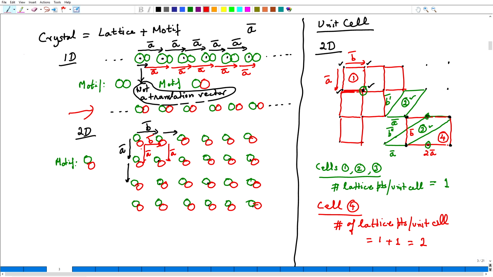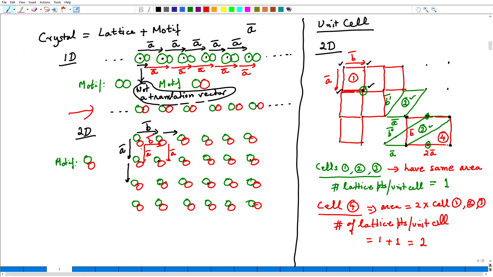Now, another property that you would be able to see if you do a bit of very simple geometry is that cells 1, 2 and 3 all have the same area, and it is very easy to prove. In the case of cell 4, the area is obviously more, in fact it is precisely twice the area. So, cell 4 has an area which is 2 times cell 1 or 2 or 3.